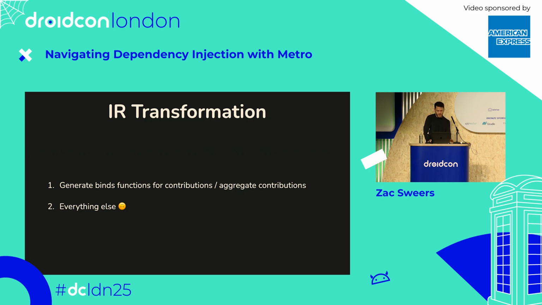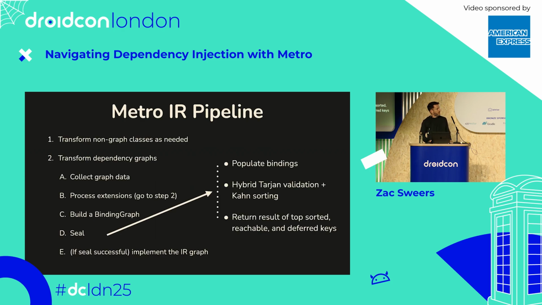At a high level, I apologize, this slide is not very readable, but I'm breezing through here. At a high level, Metro's pipeline in this phase can be described as transforming non-graph classes, so simple mechanical implementations for things like factories, and then processing dependency graphs, which goes in order of collecting graph data, like information about its bindings, roots, extensions, etc. Processing any extensions first so that we can know if they are using any scoped bindings from the parent graph. Building a binding graph. This is the graph data structure within Metro that holds bindings and can validate them.